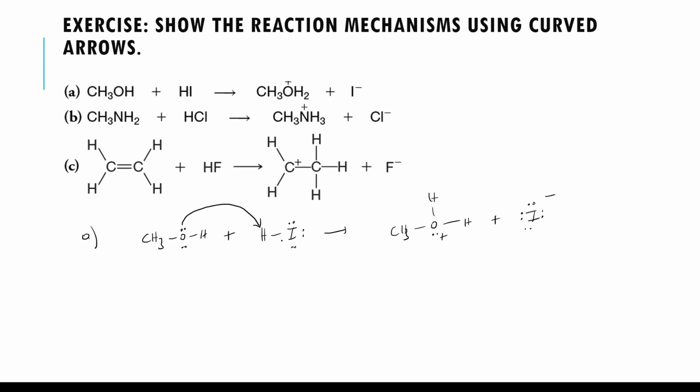Okay, then we know that the bond between hydrogen and iodine should be broken, and the bonding electrons between hydrogen and iodine should be on iodine, because in the product we have four lone pairs of electrons, so the fourth lone pair should be coming from the bonding electrons. So this is the first reaction mechanism. We added two arrows. Let's look at the second reaction.